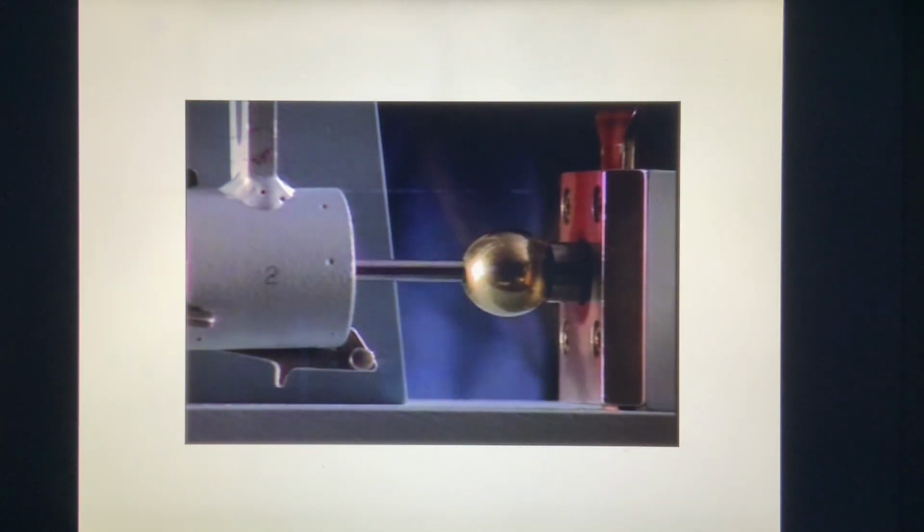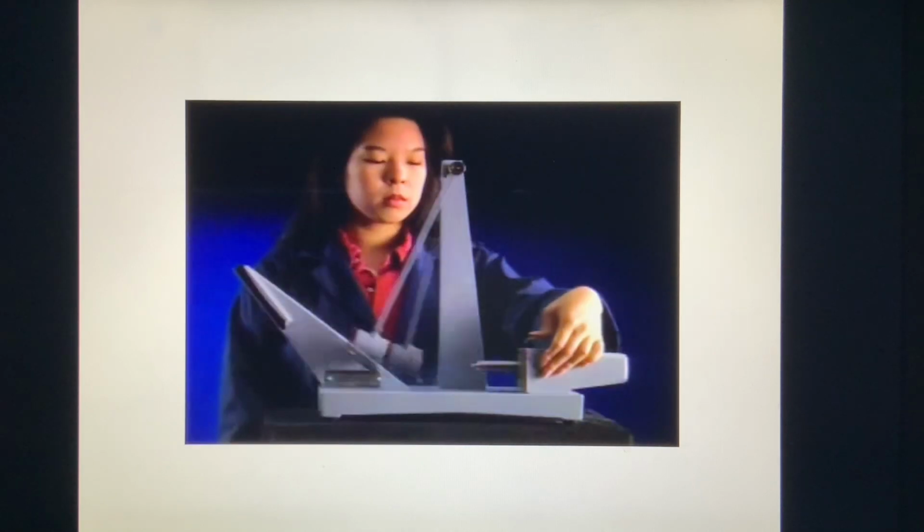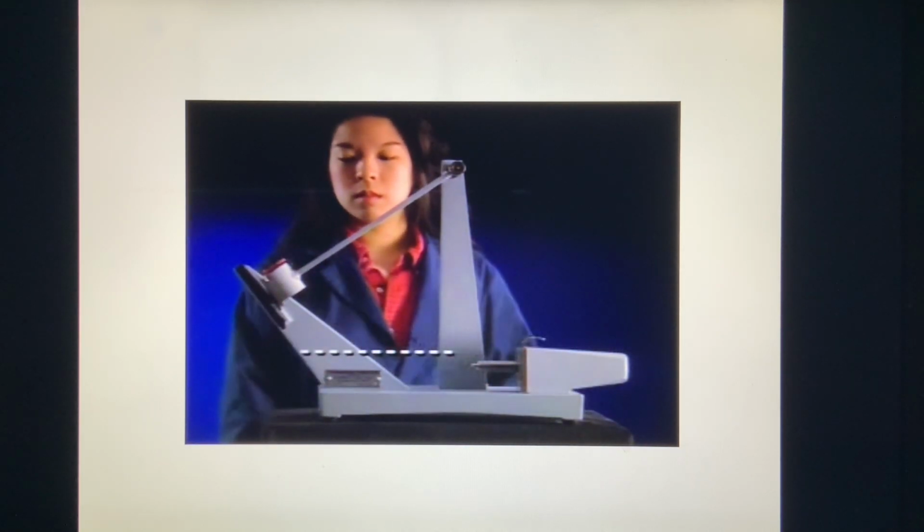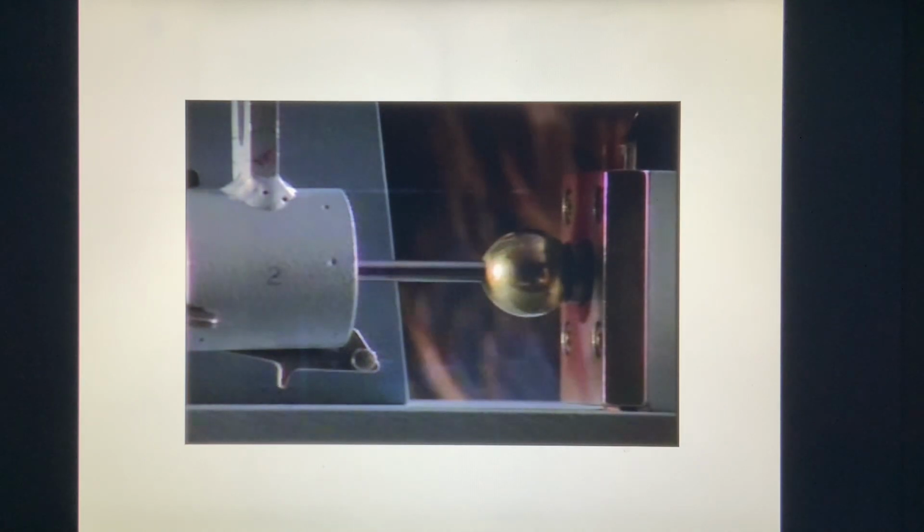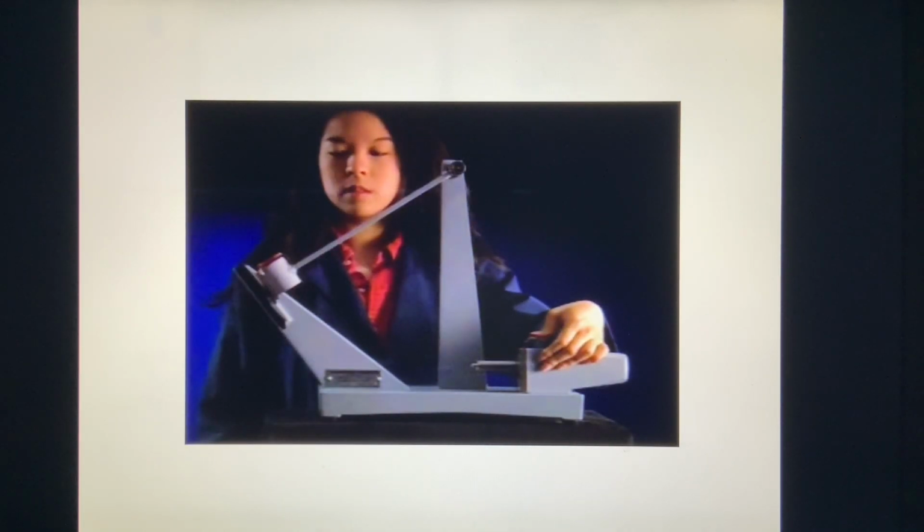Then with the spring compressed more. And with the spring compressed even more.